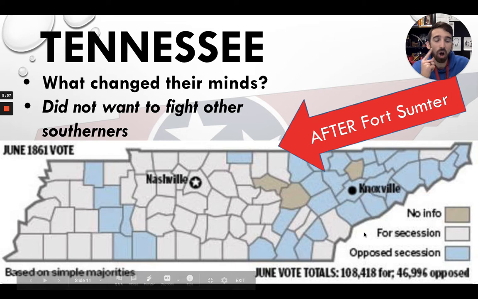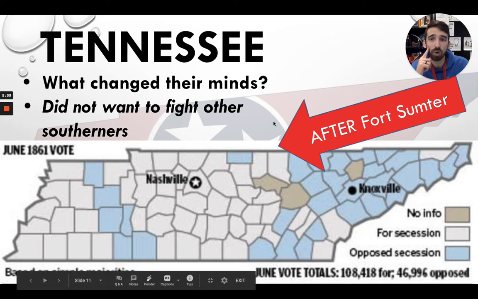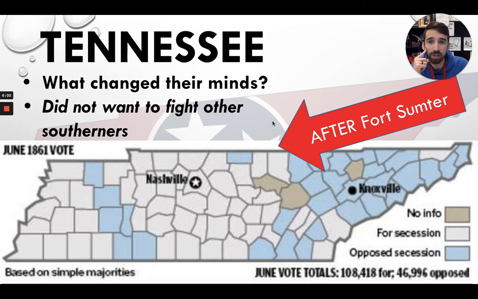Well, all of a sudden, most of the state wants to secede, and so Tennessee leaves the Union. Now, what changed their minds? After the Battle of Fort Sumter, it becomes clear that we're going to war, and they do not want to fight other Southerners. They do not want to fight against people from Mississippi, people from Georgia, people from Virginia, and so they secede because they're Southerners first and Americans second. They don't want to fight other Southerners, okay? So after the Battle of Fort Sumter, Tennessee does vote to secede.